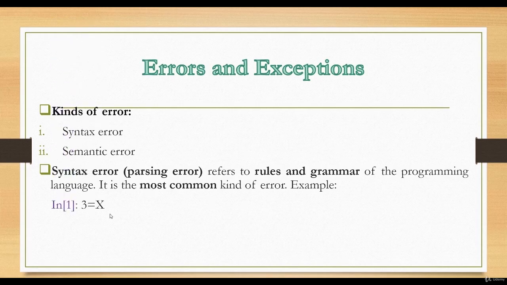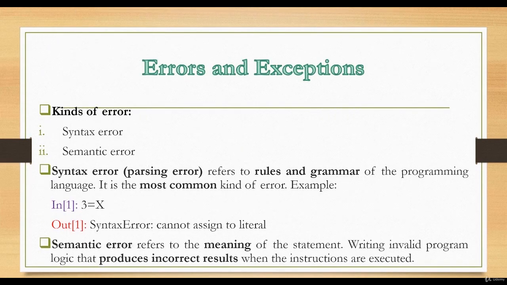Here in this example, the variable x should be on the left hand side and the value should be on the right hand side. So it is giving syntax error because you cannot assign to literal. Semantic error pertains to the meaning of the statement. Writing invalid program logic which can produce incorrect results even if the syntax is correct is called semantic error.